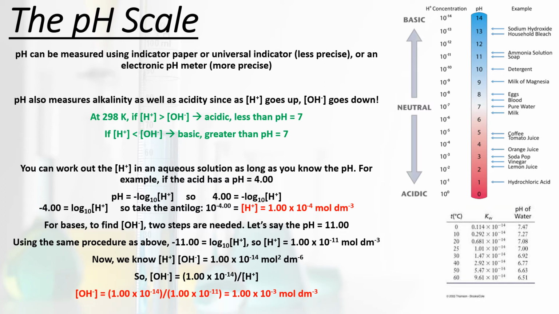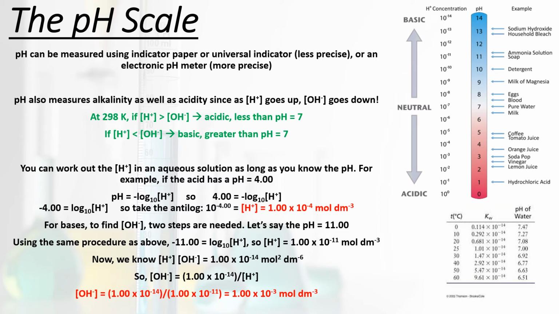And so we can say that our hydrogen ion concentration, our H plus concentration, is equal to 1 times 10 to the minus 4 moles per decimeter cubed. If we want to find the OH minus concentration for bases, then we have an extra step involved. The first step is exactly the same. So if we have a pH that is equal to 11, we're going to use exactly the same procedure as above. So we have minus 11 equals log of H plus, and so therefore our H plus concentration is 1 times 10 to the minus 11 after we've taken the antilogs. Now that's our H plus concentration.